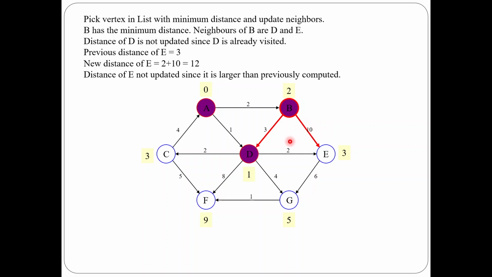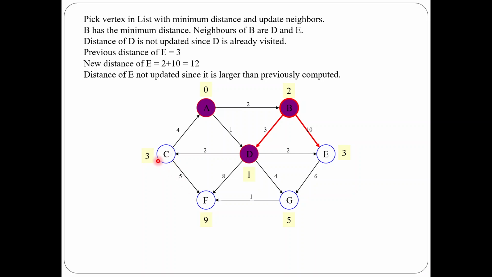And then I can reach D directly from A to D with a value of 1. But through A to B, 2, and B to D, 3, that is 2 plus 3, 5, which is a larger value than 1. So I will ignore it. Now we will consider the remaining vertices C, E, F, G.